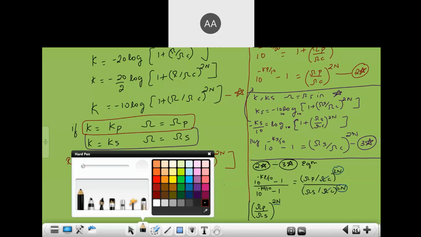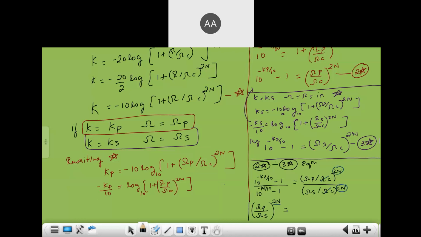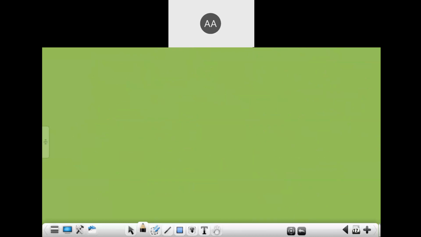This is equal to this one: (10 power minus Kp by 10, minus 1) by (10 power minus Ks by 10, minus 1). Okay? We will rewrite this equation in the next page and we will continue. So we had the expression (omega P by omega S) whole thing to the power 2n is equal to (10 power minus Kp by 10 minus 1) by (10 power minus Ks by 10 minus 1). Okay, this is the expression we had.